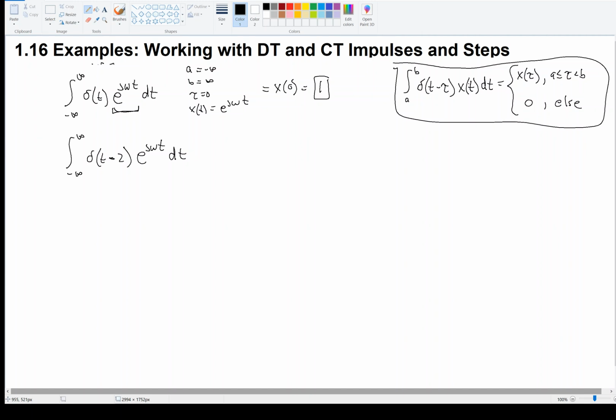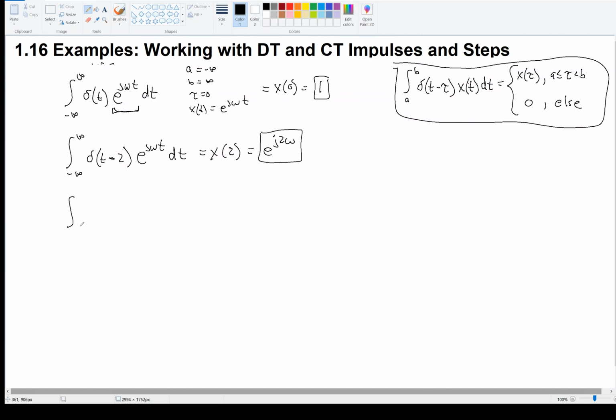So here, I make the same comparison. I try to form fit this to the sifting property, and I see that nothing has changed except that tau is 2. So this is x of 2. So that's e to the j2 omega. That's the answer.